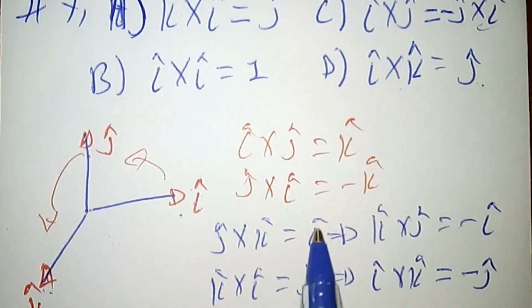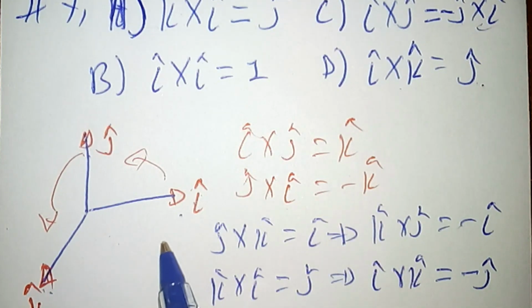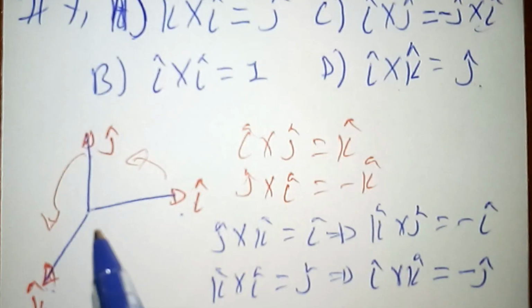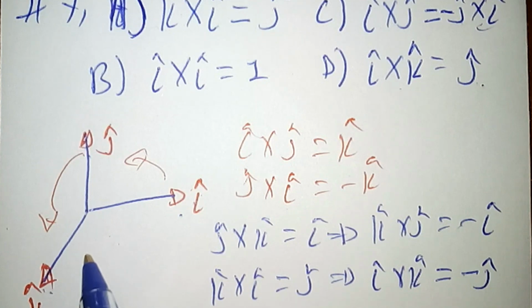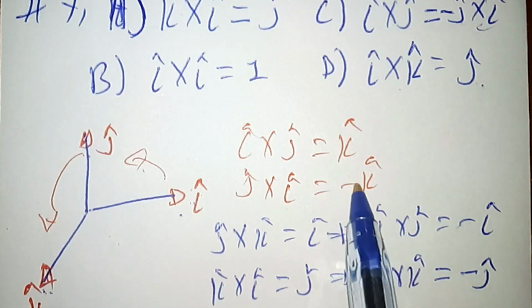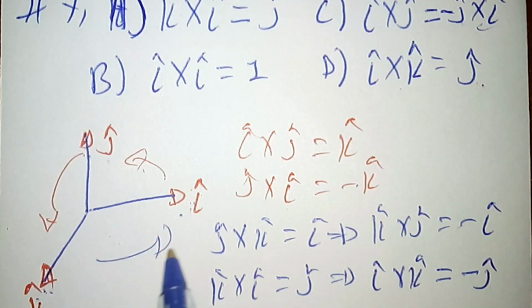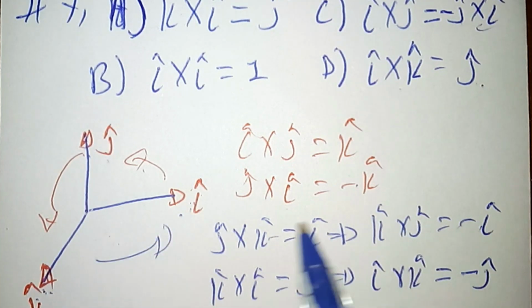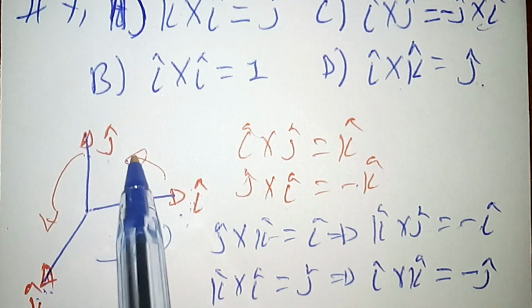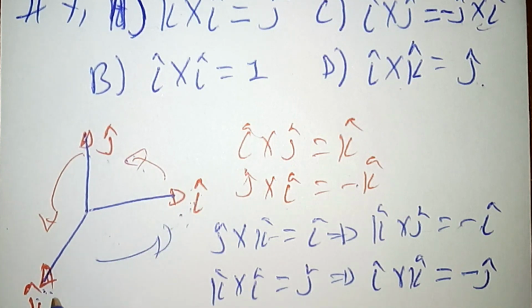So the clockwise system is the system which helps us to find the cross products of the basic unit vectors in a Cartesian coordinate system. So I cross j is k, and the reverse is negative, and j cross k is I, and then the reverse is the negative I, and k cross I is j, and the reverse is the negative.